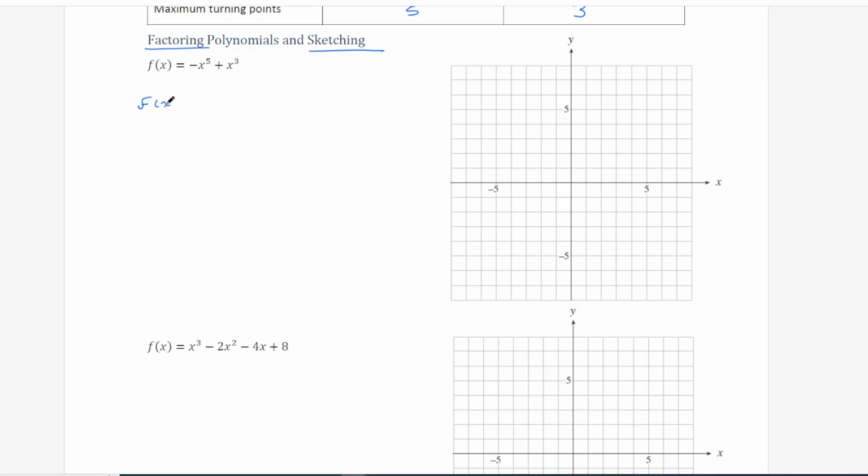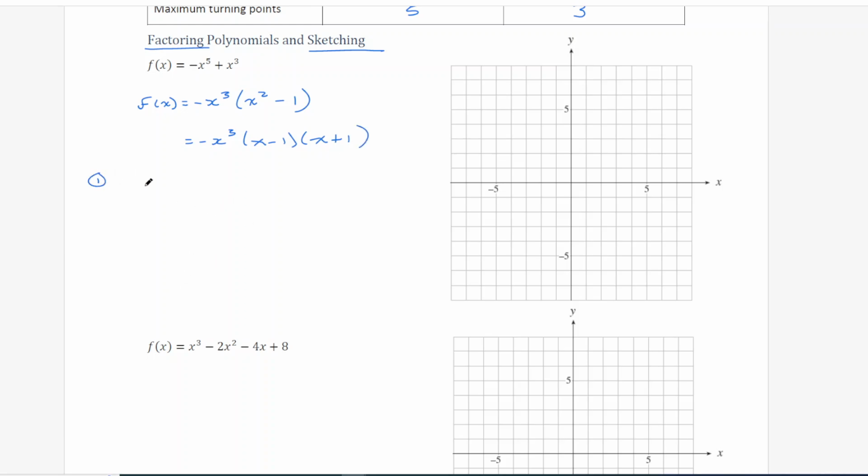Now, at this point in your learning, you only know the basic factoring. So when I look at this, I see a greatest common factor of x cubed, and I'm going to take the sign of the first term. So I'm going to say that this is negative x cubed times x squared minus 1. So if I divide both of those terms by negative x cubed, I'm left with x squared minus 1, which I could factor further to x minus 1, x plus 1. Then I can use my rules for sketching.